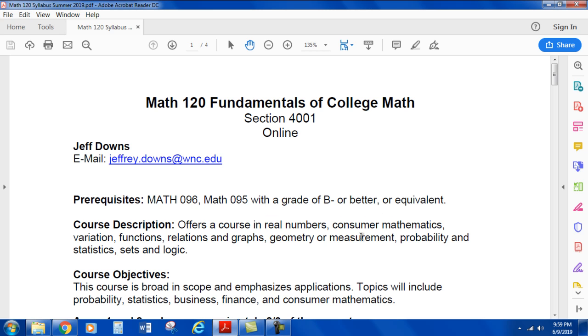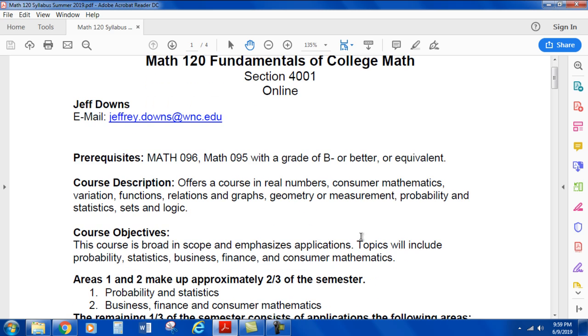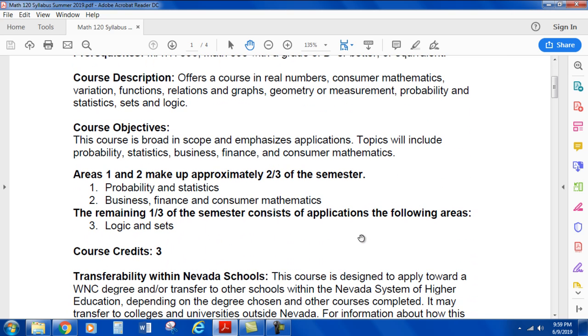Okay, for this class, prerequisites are Math 96, or Math 95 with a grade of B- or better, or the equivalent. The course description offers a course in real numbers, consumer mathematics, variation functions, relations and graphs, geometry or measurement, probability and statistics, sets and logics. So we have a lot of, if you look down here, the course objectives.